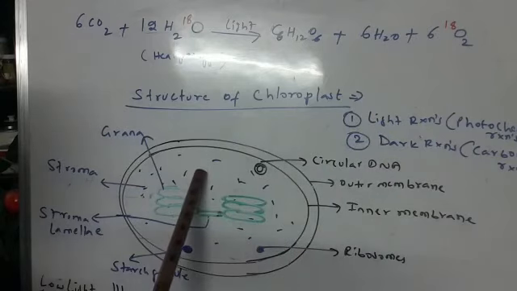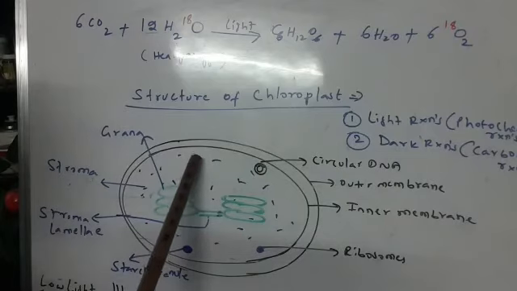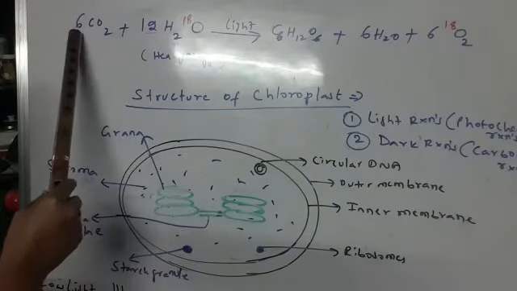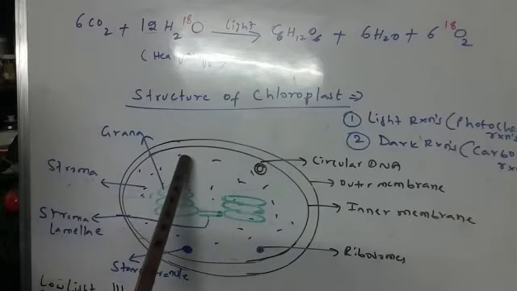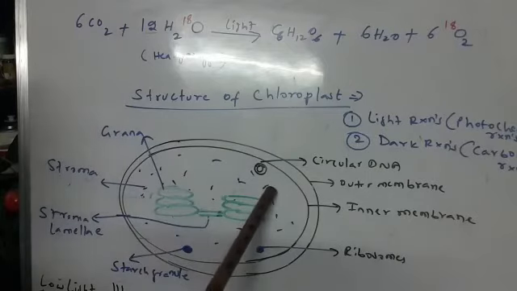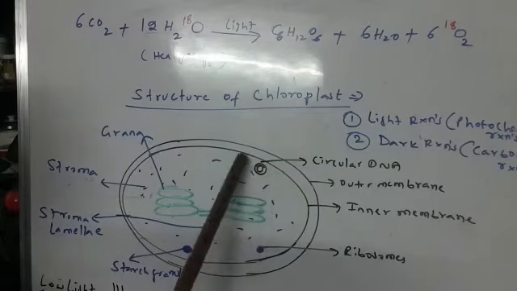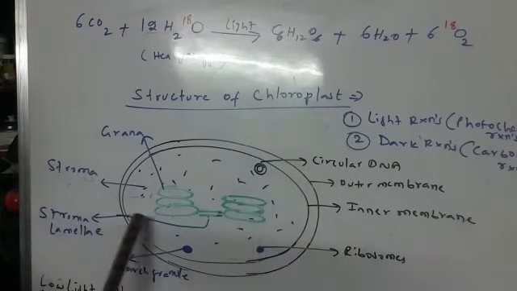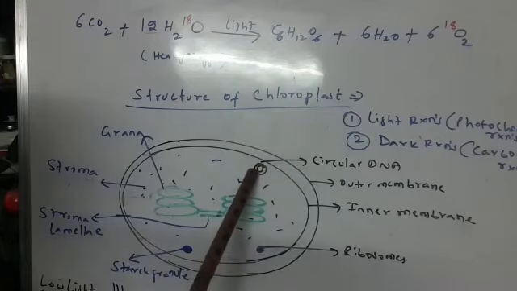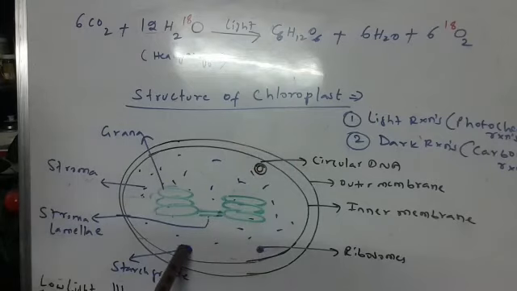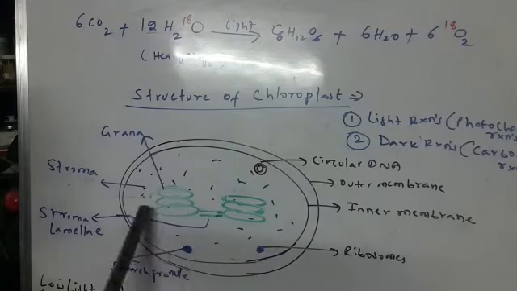Here the assimilatory power ATP and NADPH is used to reduce the CO2 and to produce glucose. So that chemical energy is later converted into food, which is glucose. That particular stage is dark reactions. If you observe the chloroplast, we can also find circular DNA, ribosomes, and starch granules. And chloroplast is known as a semi-autonomous organelle.